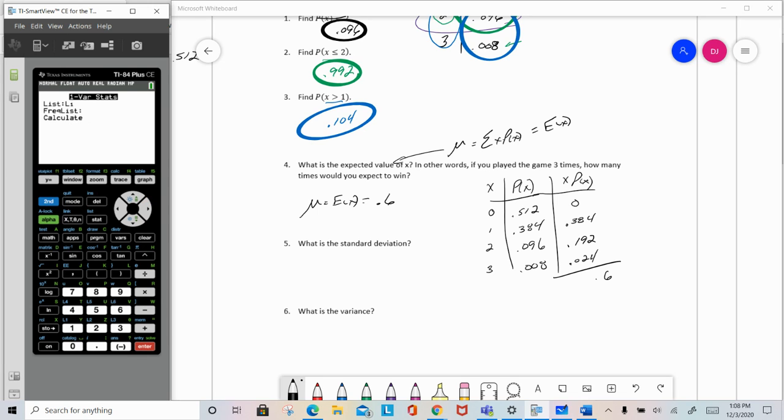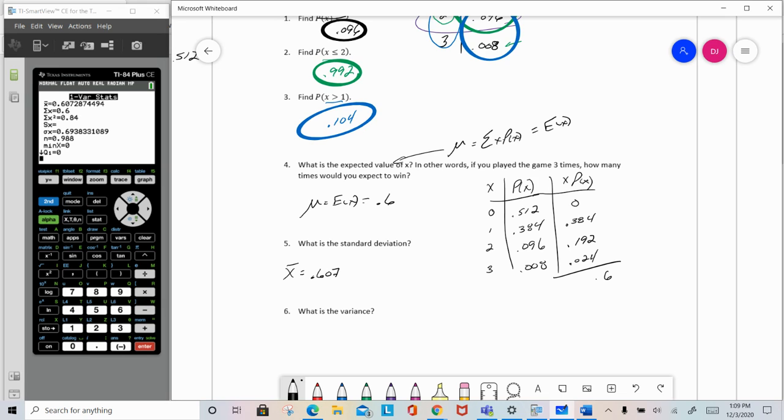In the past, we've always had L1 is just where we put the data. Okay. Now imagine, oops, didn't want to do that. Stat, calc, one variable statistics. The frequency list, how often does this occur? Well, that's going to be my L2. That's my frequency list. Okay. And now I'm going to calculate, and you'll notice that x bar is equal to 0.607.